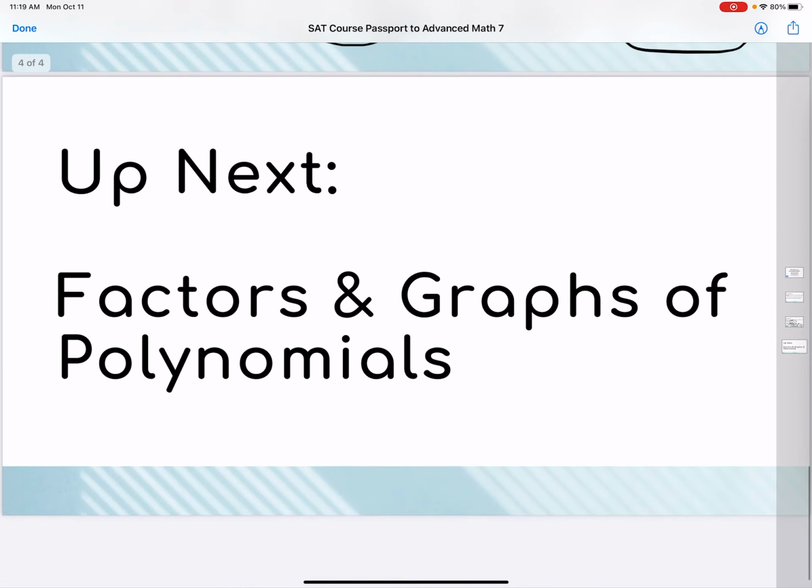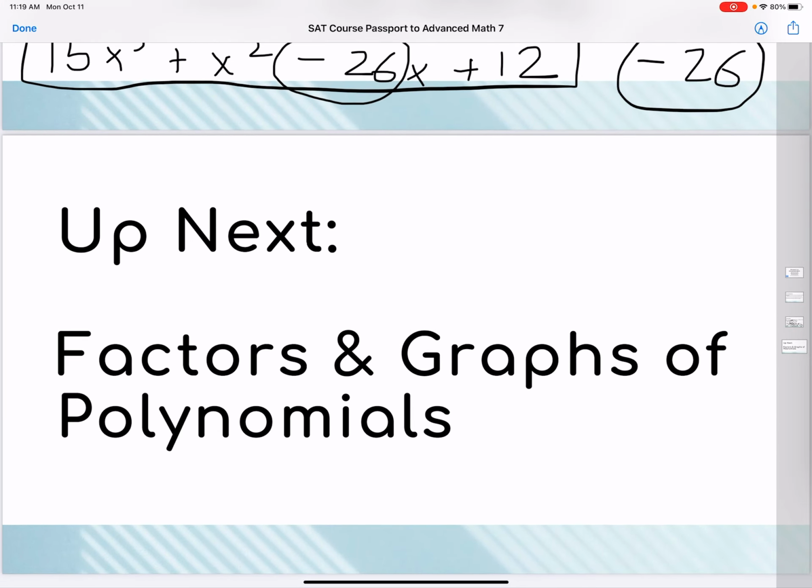All right, so that is it for this problem. Up next, we'll have the factors and graphs of polynomials.